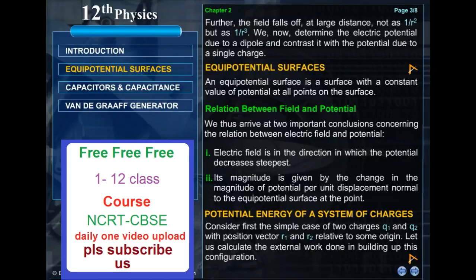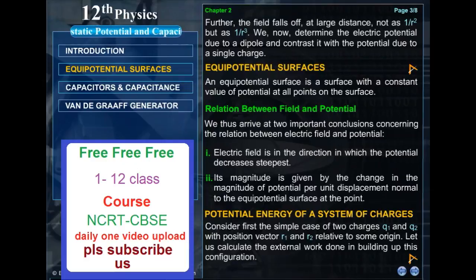Relation between field and potential. We thus arrive at two important conclusions concerning the relation between electric field and potential. Electric field is in the direction in which the potential decreases steepest. Its magnitude is given by the change in the magnitude of potential per unit displacement normal to the equipotential surface at the point.